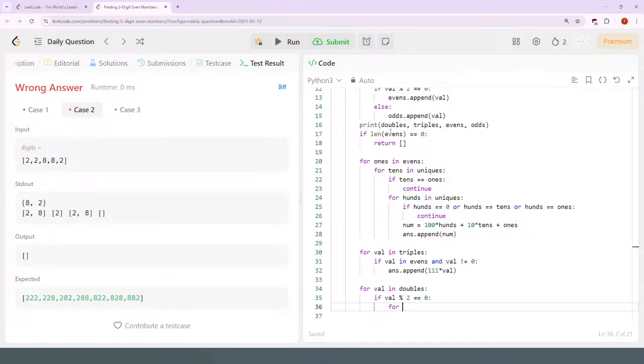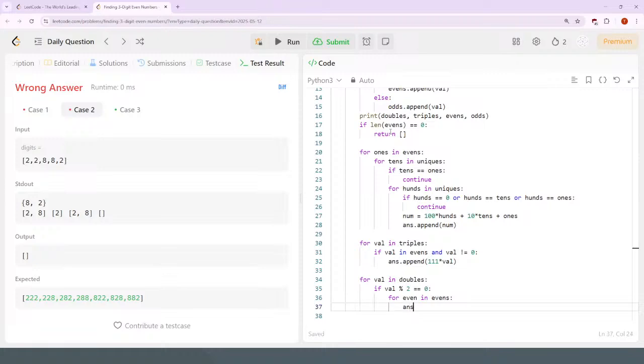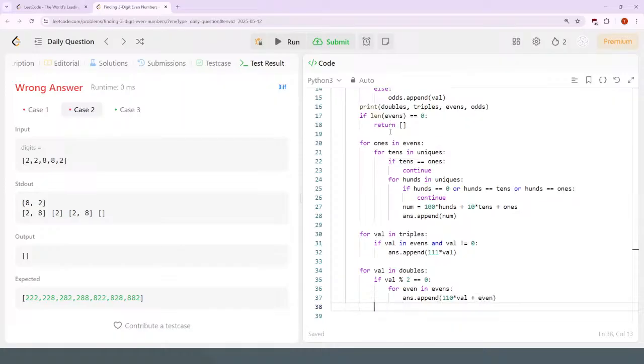So for every even in my evens, answer.append 110 times the value. So that's like 110 and something, 330 and something, 550 and something, plus the even. And that's the only way that you can get two numbers where there's two odds.